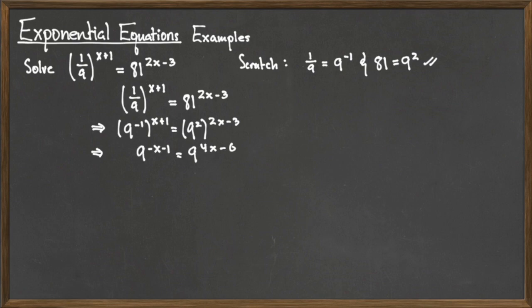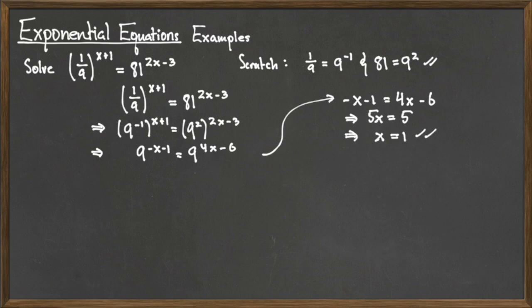Now I'm going to multiply all of my exponents together and simplify. This is going to give me 9 to the negative x minus 1 is equal to 9 to the 4x minus 6. Now that I have a common base of 9 on both sides, I can go ahead and equate the exponents. This gives the linear equation negative x minus 1 equals 4x minus 6, which when solved has a solution of x equals 1, and we're done.